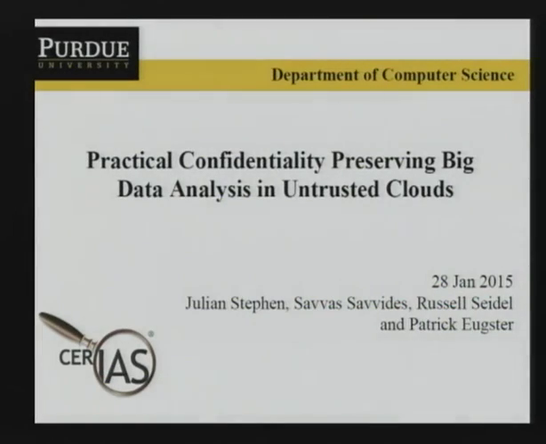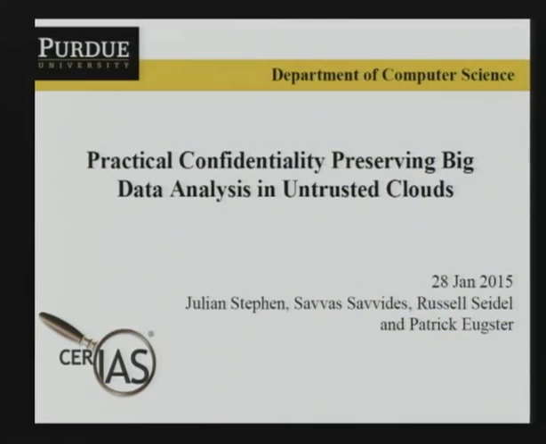Our speaker today is a PhD student here at Purdue, working for Professor Patrick Eugster. His topic is Practical Confidentiality Preserving Big Data Analysis in Untrusted Clouds. Savvas. Thanks very much for the introduction.